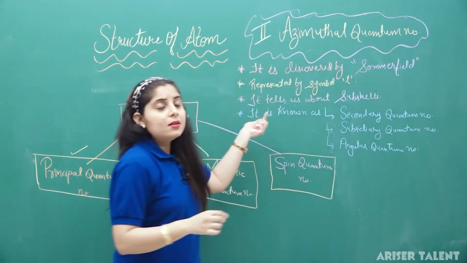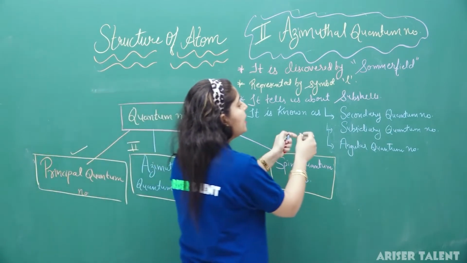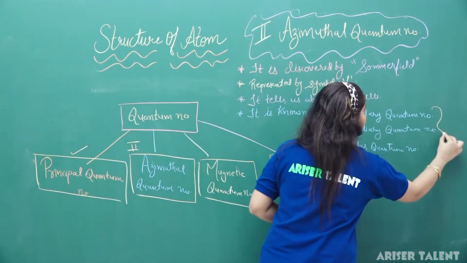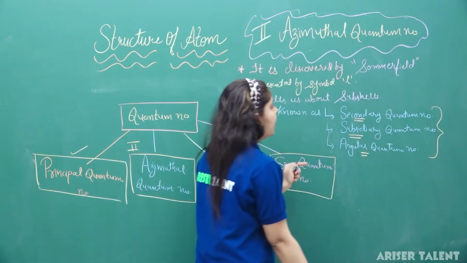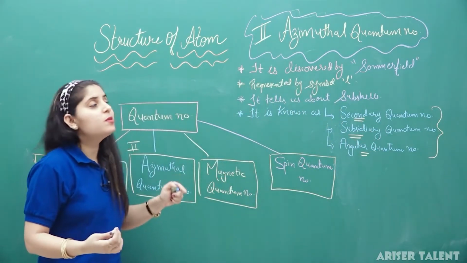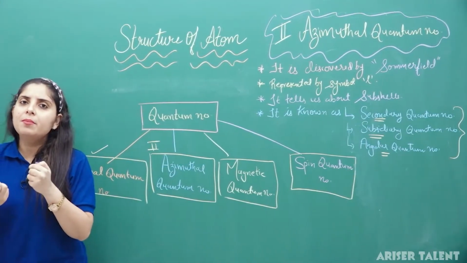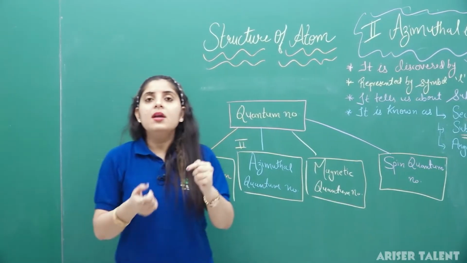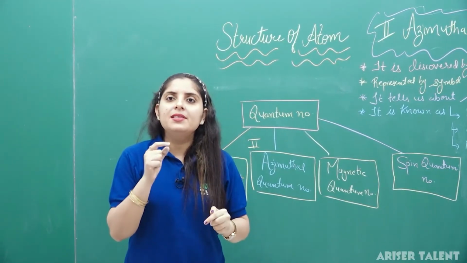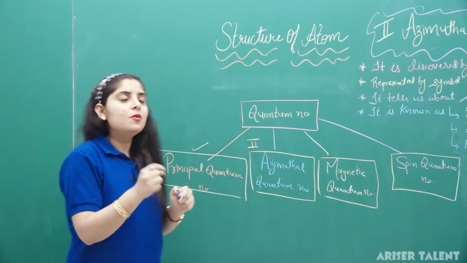So, the azimuthal quantum number is basically known by three names, that is secondary quantum number, subsidiary quantum number, and the angular quantum number. These are the other three names for azimuthal quantum number. Now, what will the azimuthal quantum number tell us? It will tell us about the subshell of an atom, and it is basically denoted by the symbol L, and its value may vary from 0 to n-1.